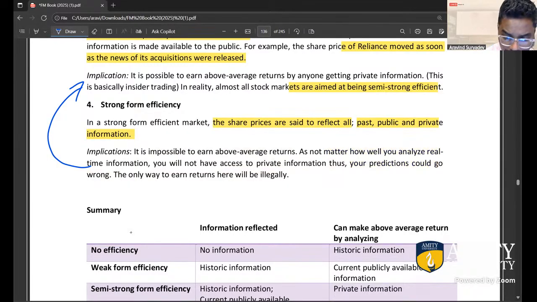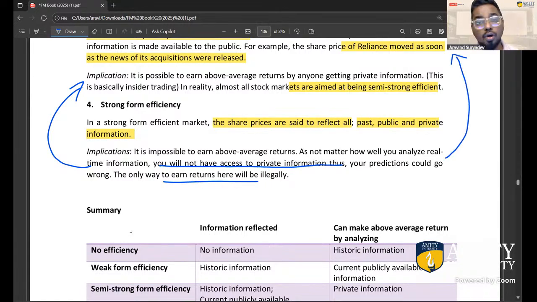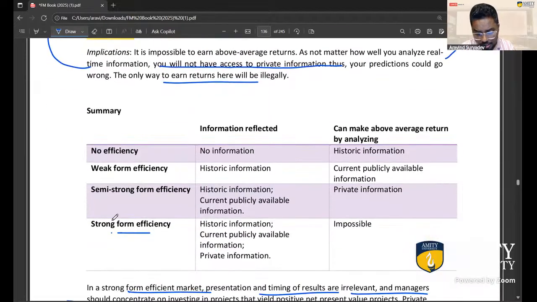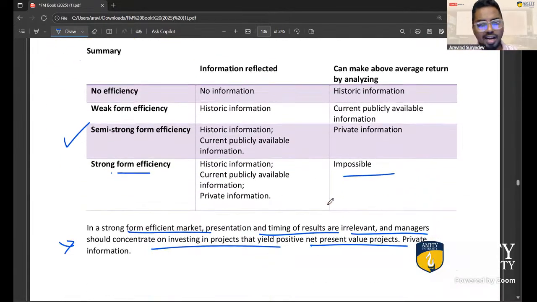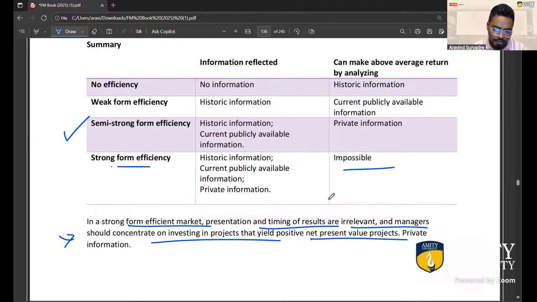Please note that you will not have access to private information. That pertains to the semi-strong efficiency, not strong form efficiency. This table is still correct. It says impossible here, which is true. You can't make returns by trading. So the closer to strong form efficiency our markets are, the more of a gamble stock trading becomes.